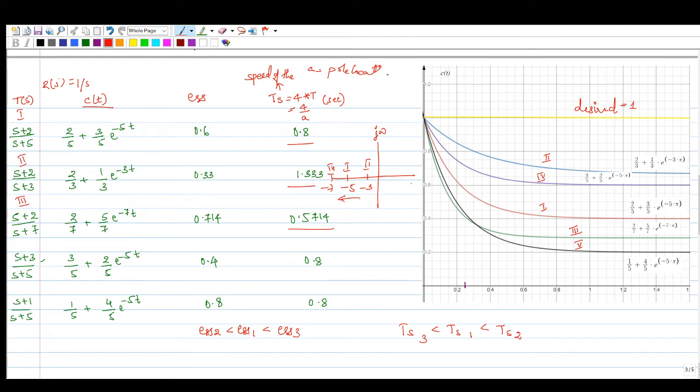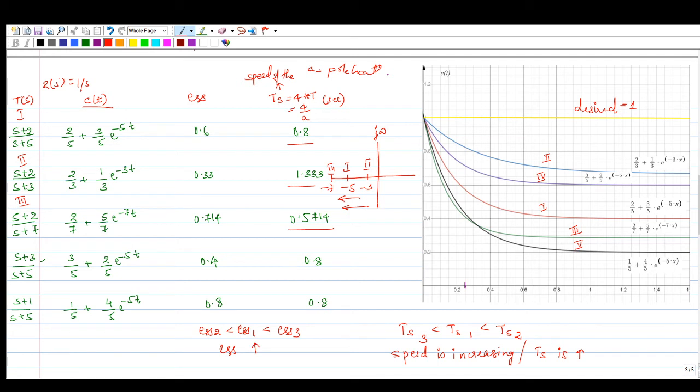Here you can see that as you move away from the j omega axis, the settling time is decreasing. The speed of the system is increasing. Whereas for steady state error, as we move away from the j omega axis, the steady state error is increasing.